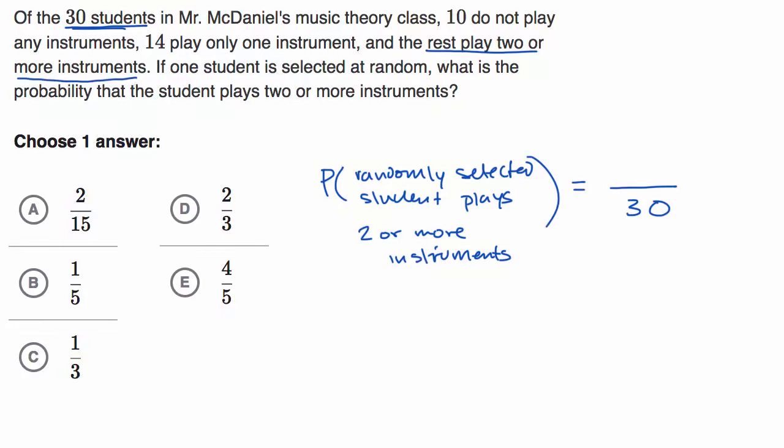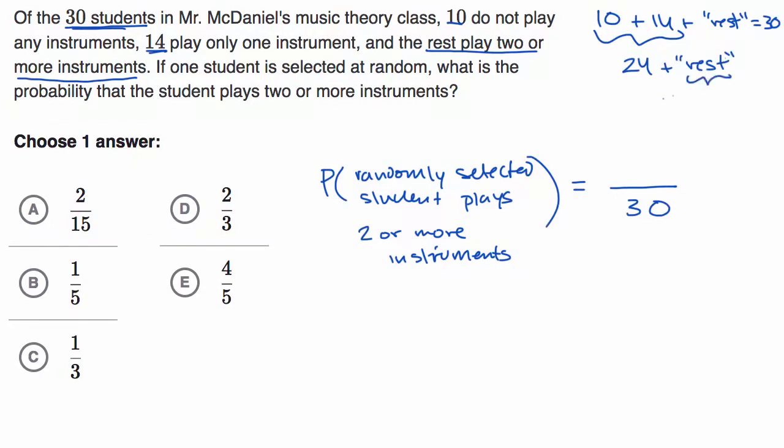Well, let's see, 10 here, 14 here, so that makes up 24. So 24 play one or fewer instruments, and so the rest is what we need to get to 30. So that would be 6. So one way to think about it, 10 plus 14 plus the rest, I'll put that in quotes, needs to be equal to 30.